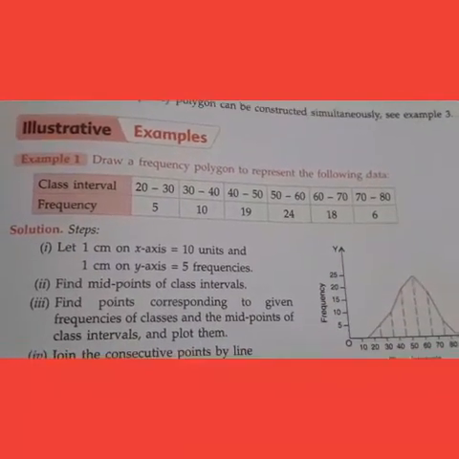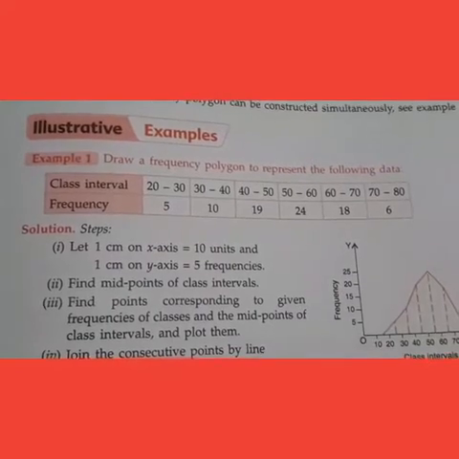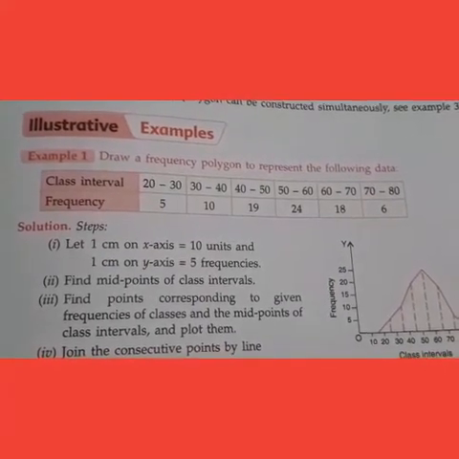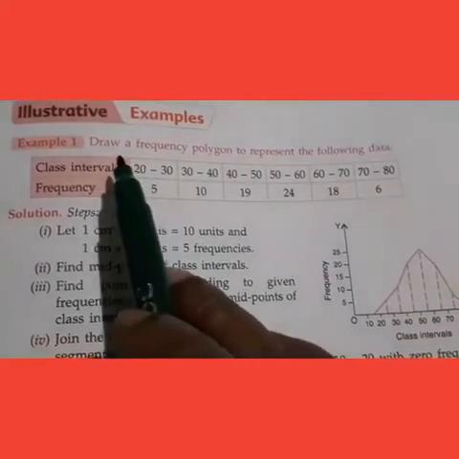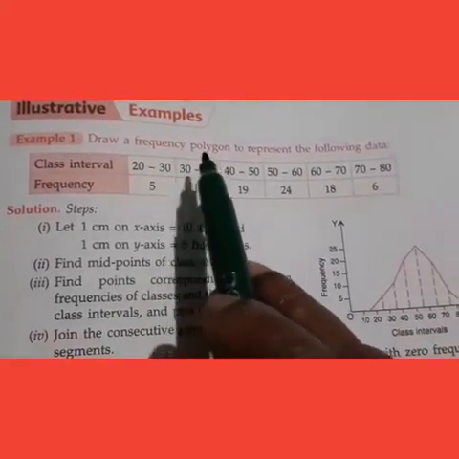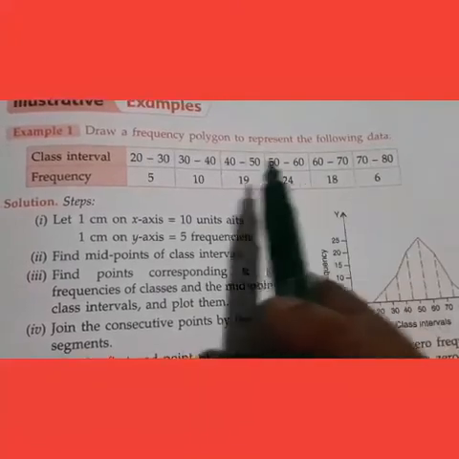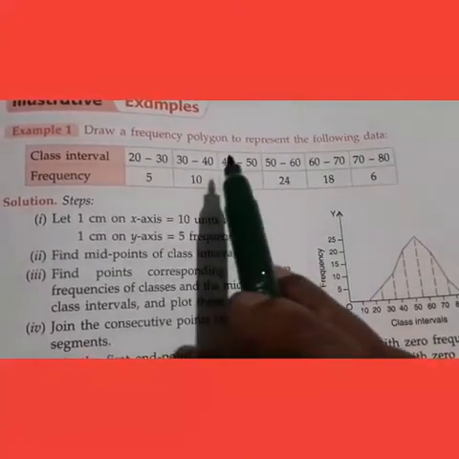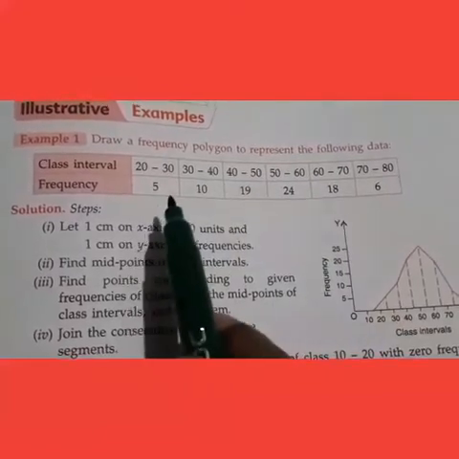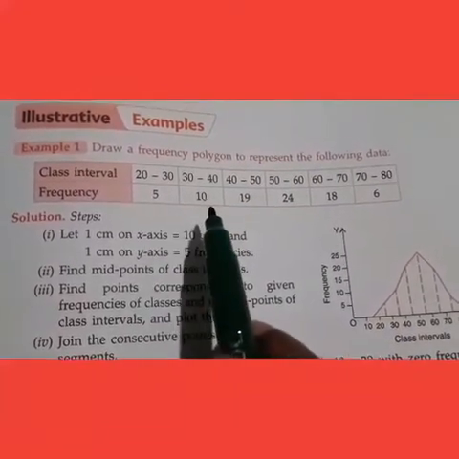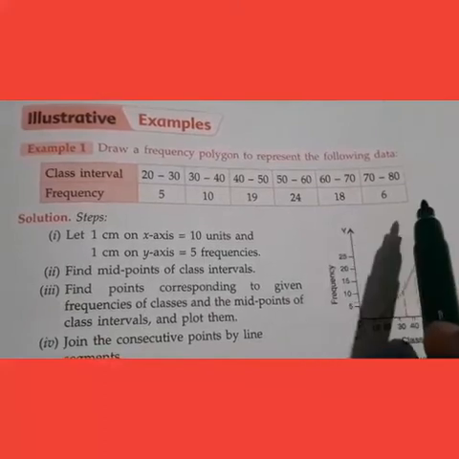Now the next type of graphical representation of data is the frequency polygon. Let us try to understand how to draw a frequency polygon. Here an example is given. Draw a frequency polygon to represent the following data. The class intervals 20 to 30, 30 to 40, 40 to 50, 50 to 60 and so on are given, and the frequency for each interval is given: 5, 10, 19, 24, 18 and 6.